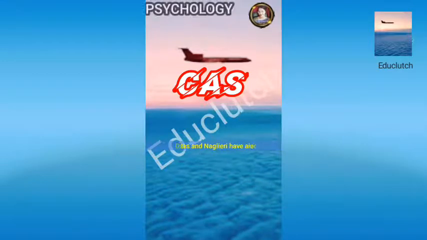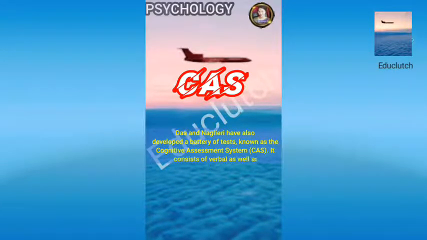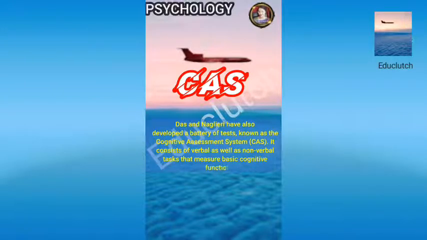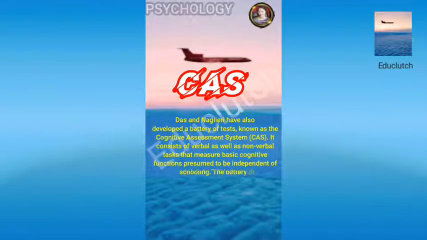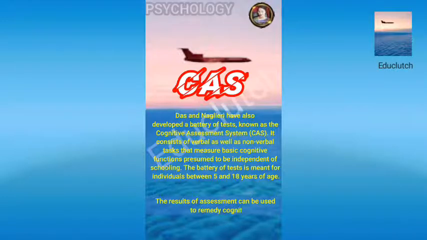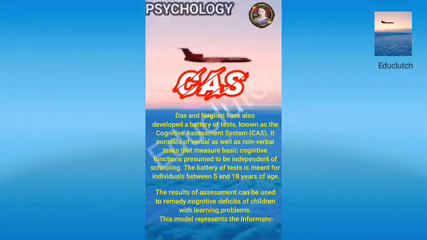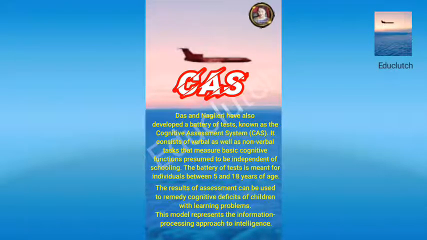A battery of tests known as Cognitive Assessment System, that is CAS, was developed by Das and Naglieri. It consists of verbal as well as non-verbal tasks that measure basic cognitive functions presumed to be independent of schooling. The battery of tests is meant for individuals between 5 and 18 years of age, and the result of assessment can be used to remedy cognitive deficits of children with learning problems. This model represents the information processing approach to intelligence.